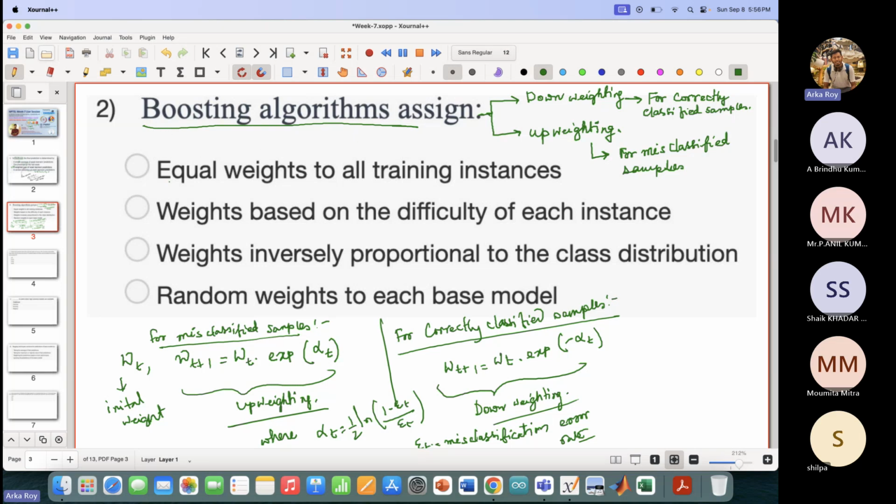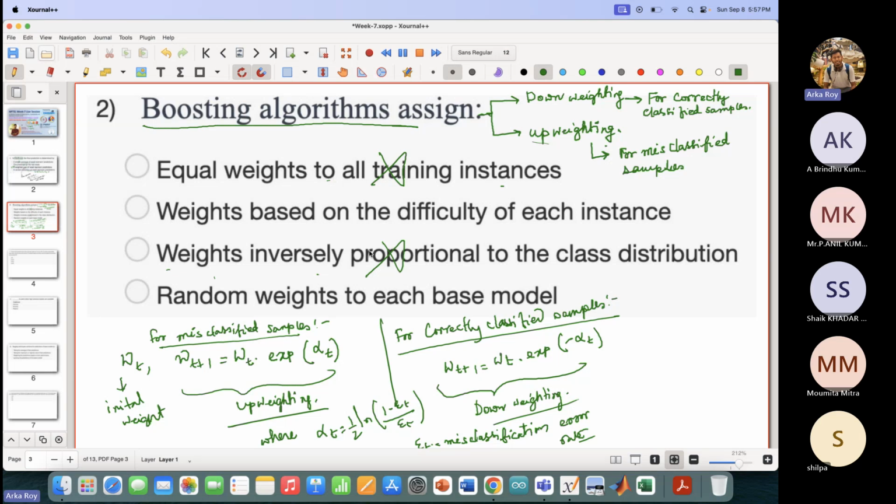So the option that boosting algorithms assign equal weights to all training instances is incorrect. It does not weight all training instances equally, because we have already seen that it either upweights or downweights based on whether your samples are misclassified or correctly classified. Weights inversely proportional to the class distribution is also incorrect, because we do not do weighting based on class distribution. There is nothing related to class distribution as far as weighting is concerned.